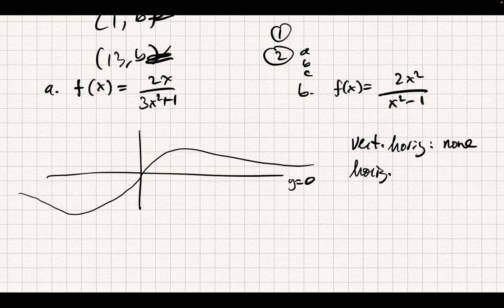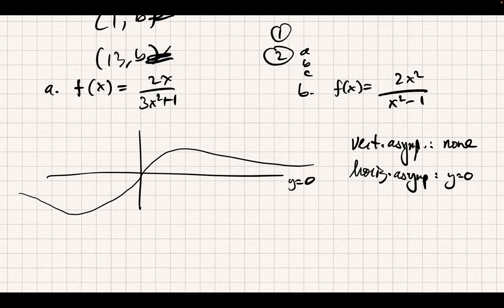Horizontal is y equals 0. I mixed up vert and horiz. So the vertical asymptote is none and the horizontal asymptote is y equals 0. I have it for the second one. Yeah, do the next one.